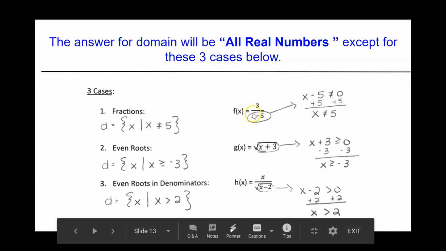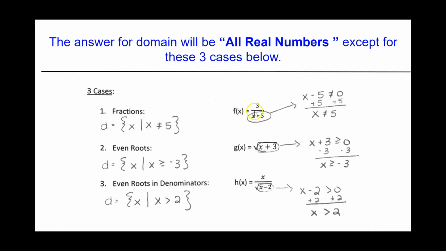If you have a zero on the bottom of a fraction, so 3 divided by 0, the answer will be undefined. If you put it in your calculator, it's going to give you an error. You cannot do 3 divided by 0. That's just impossible to do.